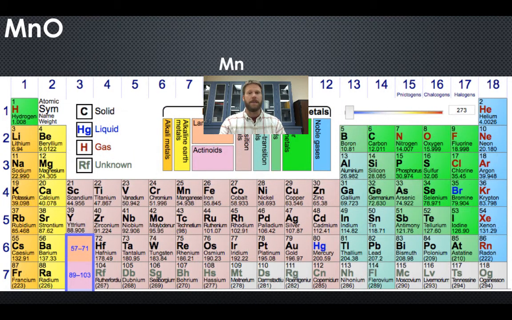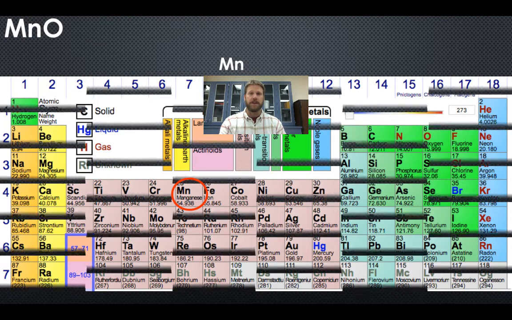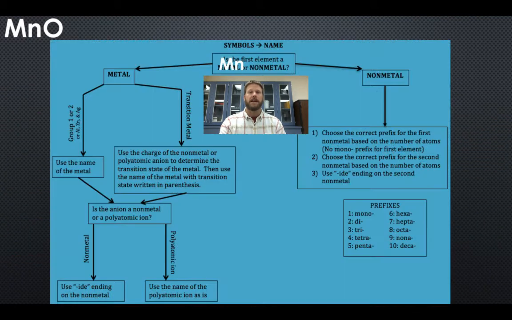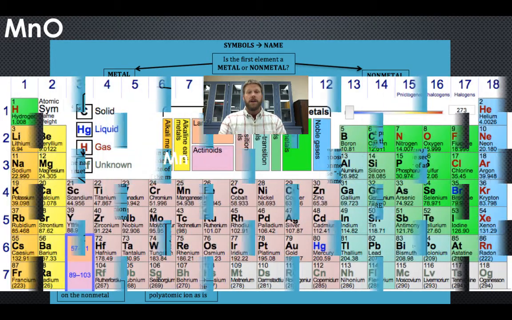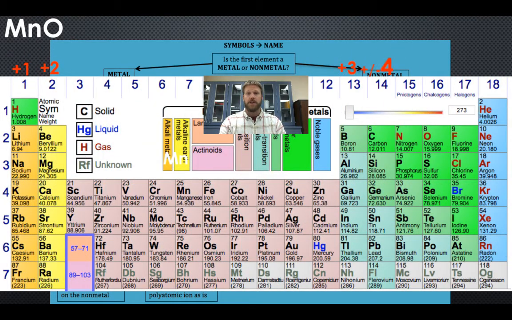Our next example is MnO. When we look up Mn on the periodic table, we see it's a transition metal. It is manganese, so we need to follow our rules for naming a transition metal. So we have to use the charge on the nonmetal or polyatomic ion to determine the charge on the metal. Now this one involves oxygen. Oxygen is group 6 on the periodic table.